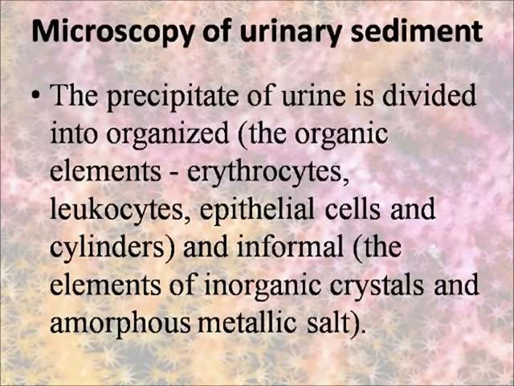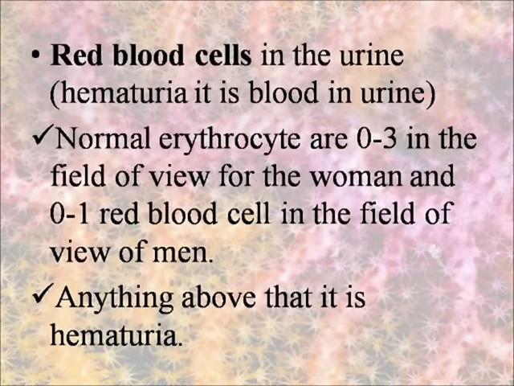Microscopy of urinary sediment. The precipitate of urine is divided into organized, which are organic elements such as erythrocytes, leukocytes, epithelial cells, and cylinders, and unorganized, which are inorganic crystals and amorphous salts. Red blood cells in the urine. Hematuria is blood in urine. Normal erythrocytes are 0 to 3 in the field of view for women and 0 to 1 red blood cell in the field of view for men. Anything above that is hematuria.